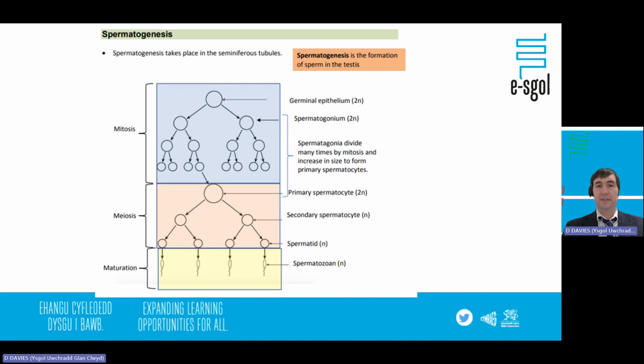The germinal epithelium is a cell in the wall of the seminiferous tubule. If you can imagine, this is a cross section of the seminiferous tubule. I've got my kilometre of these. So this is a cell from here, in the wall of. It undergoes mitosis. These germinal epithelium cells divide to produce spermatogonia.